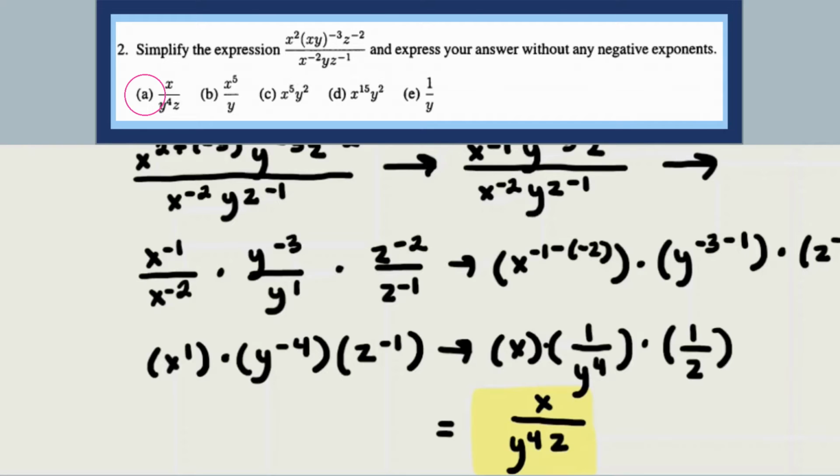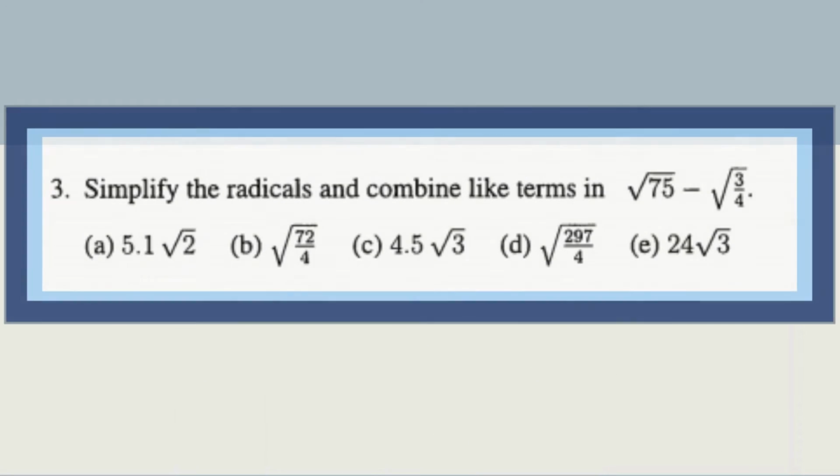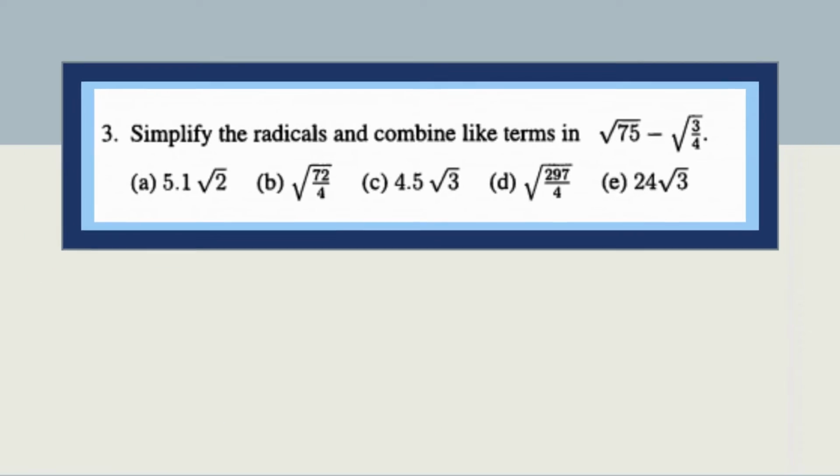Alright, so now we're going to move on to number 3. Okay, so for number 3, it says simplify the radicals and combine like terms in the square root of 75 minus the square root of 3 all over 4. So I'm going to write that down real quick.